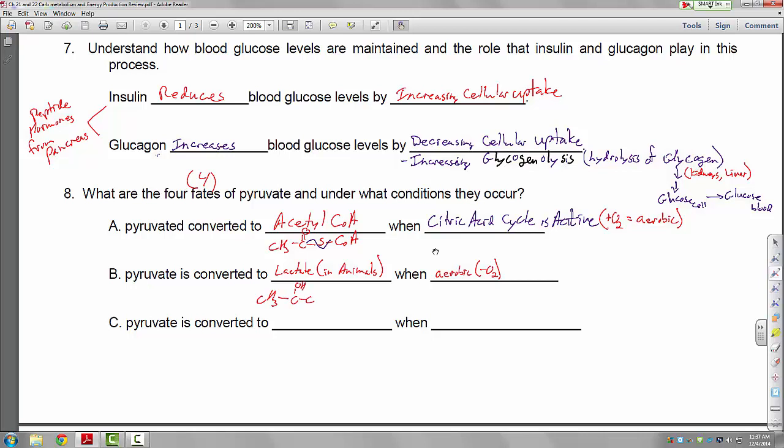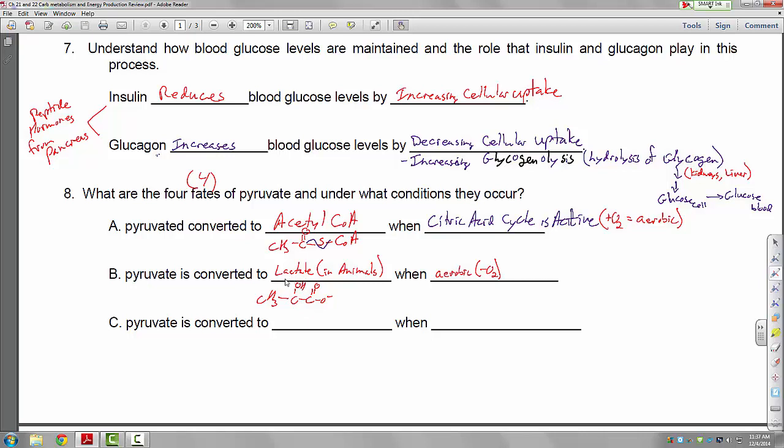Pyruvate, if you recall, was an alpha keto acid. This is an alpha hydroxy acid. So the ketone here on the second carbon is reduced to an alcohol, right? And then we get lactate.